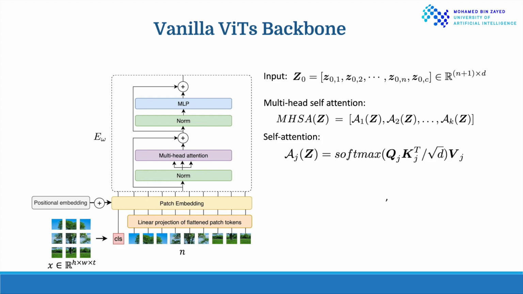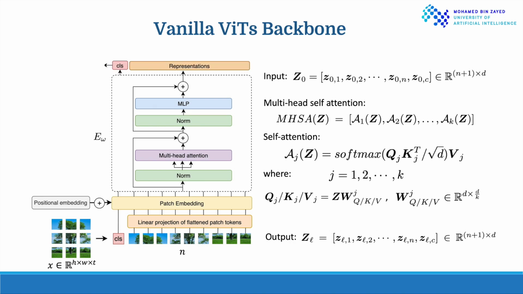Self-attention learns the relationship between the patches using this equation, where Q, K, and V are the resulting vectors from multiplying the input Z with weight matrices of each one of them. The output representation of the Lth layer is denoted as ZL, as in the paper. The class token output of the last block is considered as the final embedding of the given input image.